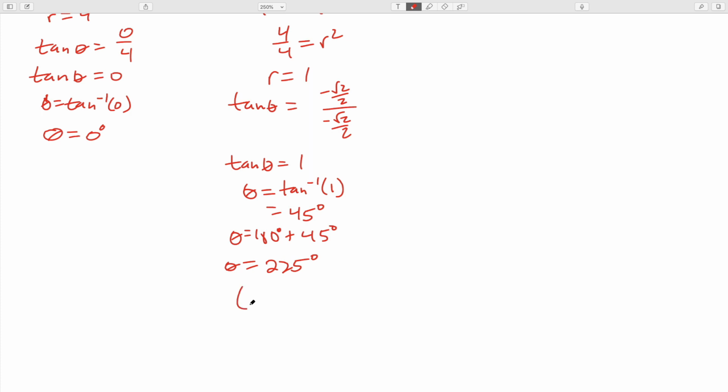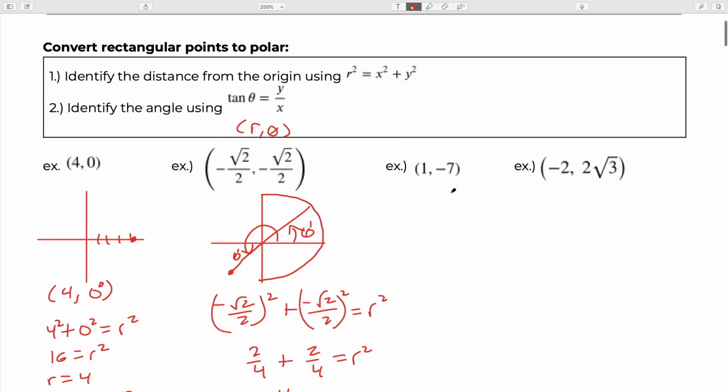Okay, so therefore my polar coordinate here is going to have 1, right? That's the distance away, the polar axis. That's 1, the radius, and then 225 degrees. All right. Now let's go and do another one.